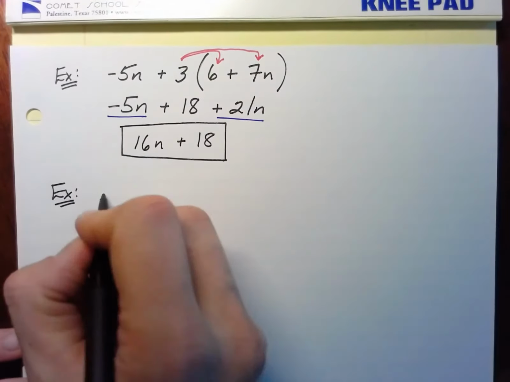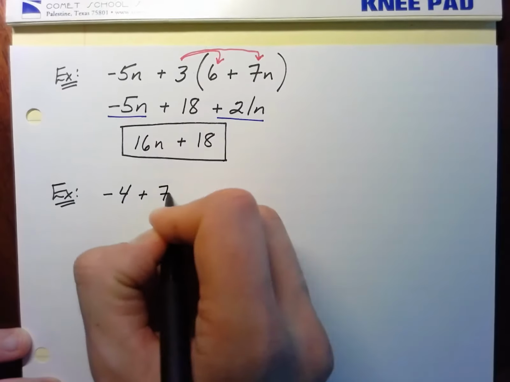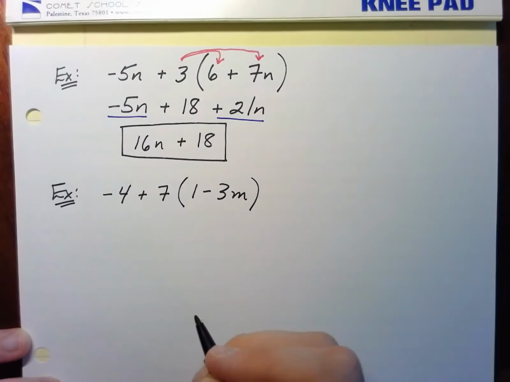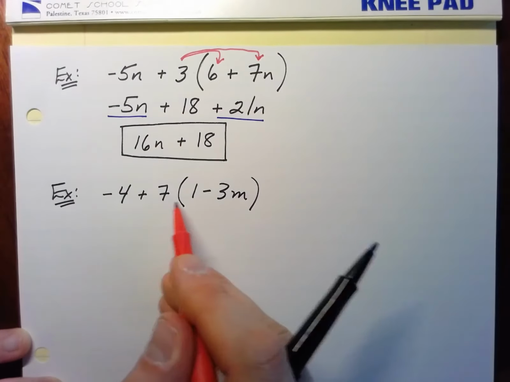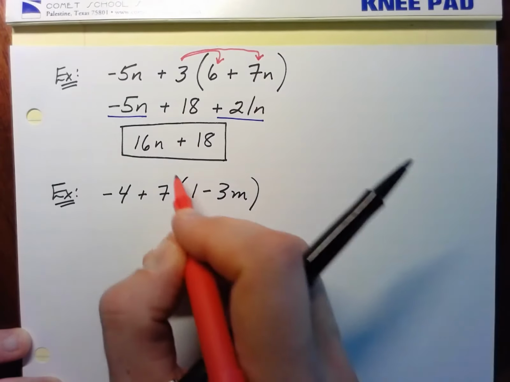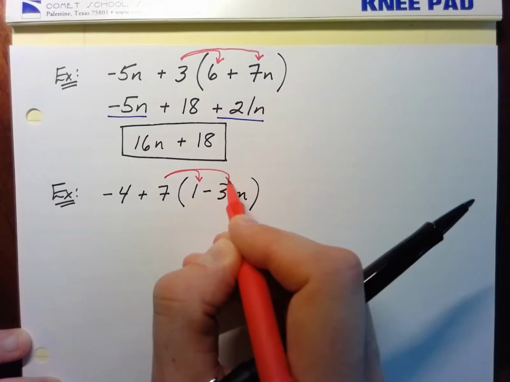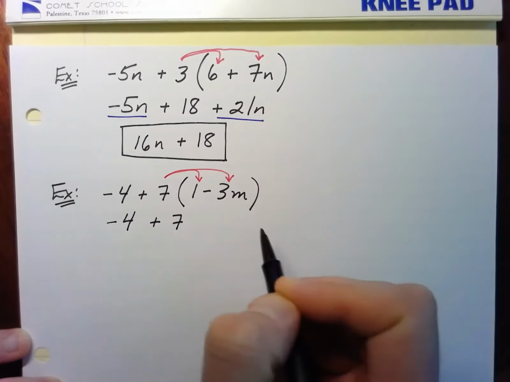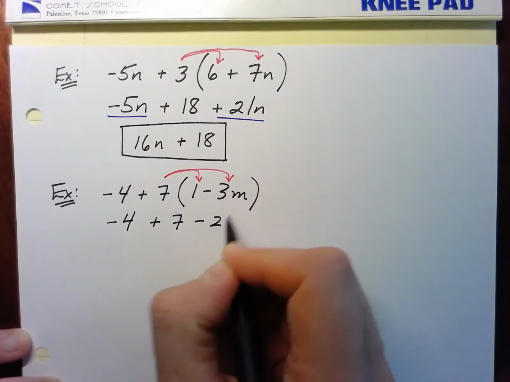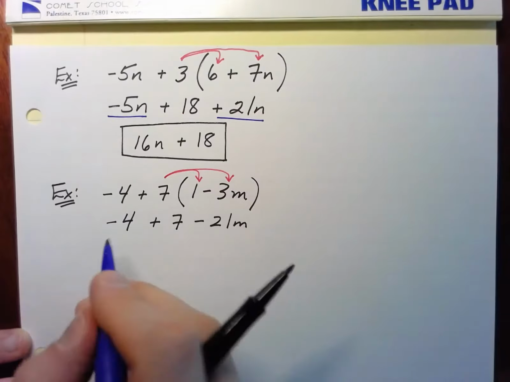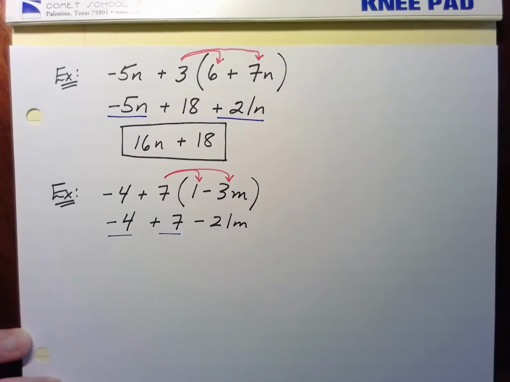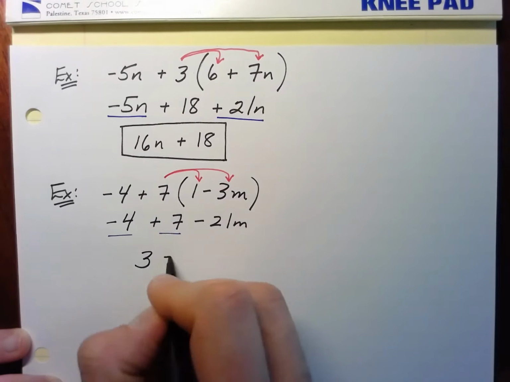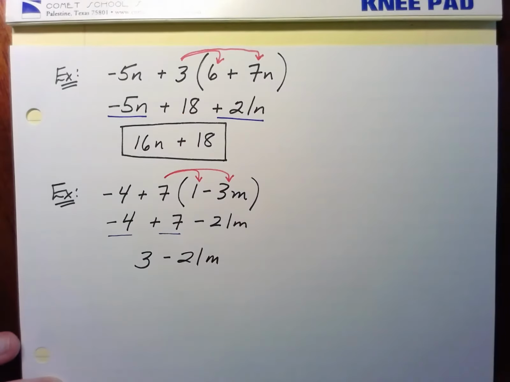Here's another example. Negative 4 plus 7 times the quantity 1 minus 3m. Okay? So again, I see that I can distribute here because I've got 7 times 2 different things. And so I need to distribute there and there. And I'm going to have negative 4. 7 times 1 is just plus 7. 7 times negative 3 is going to give me a minus 21m. And now I have 2 like terms here. Negative 4 plus 7 is going to give me a plus 3. And I can't do anything to that 21m.